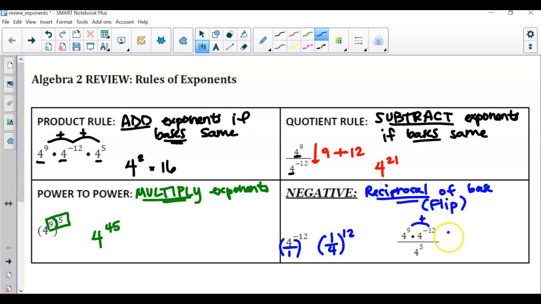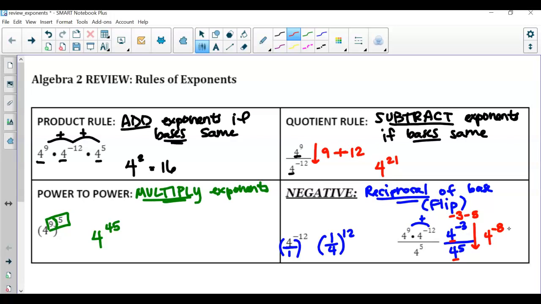So if I'm multiplying, we are going to add the exponents. So here I've got now 4 to the negative 3 over 4 to the 5th. Now we have a quotient. We're dividing. So what do we now do with the exponents? Subtract them, top to bottom. So if you need to, write it out. So this is negative 3 minus 5, because again, the bases are the same. So this would make our new expression here 4 to the negative 8.